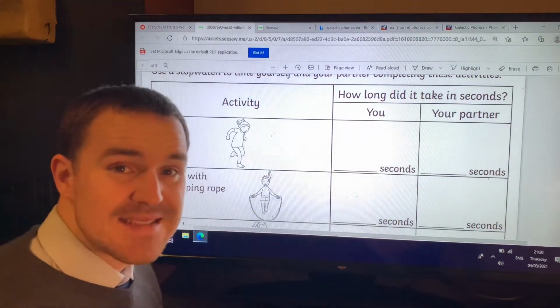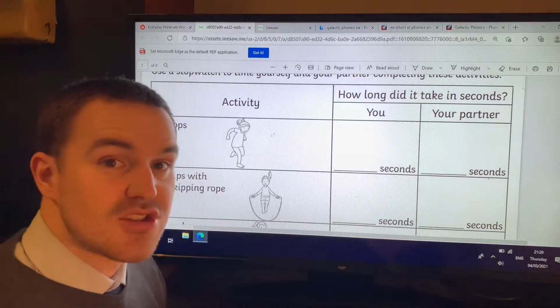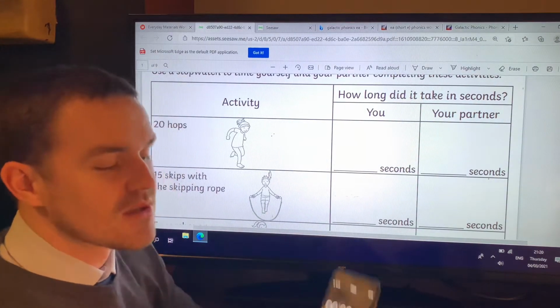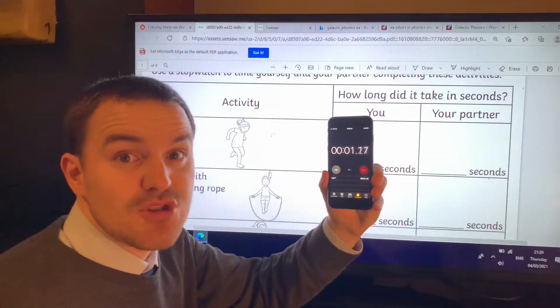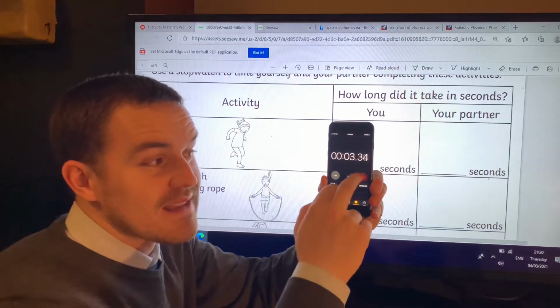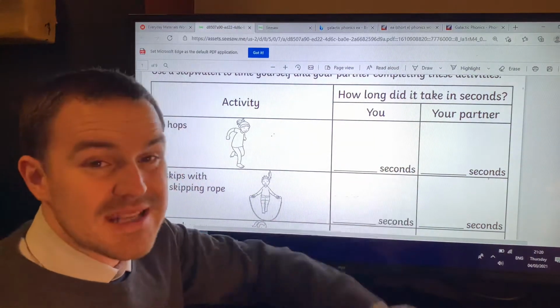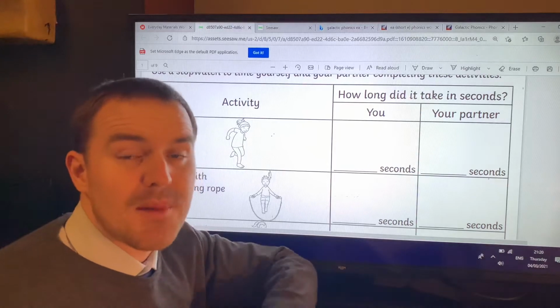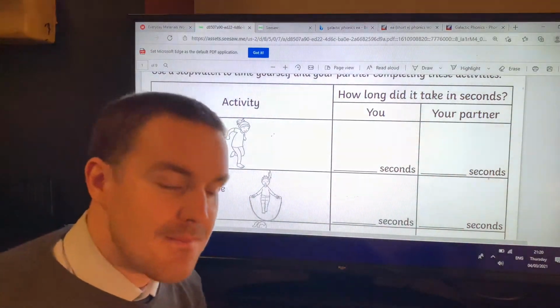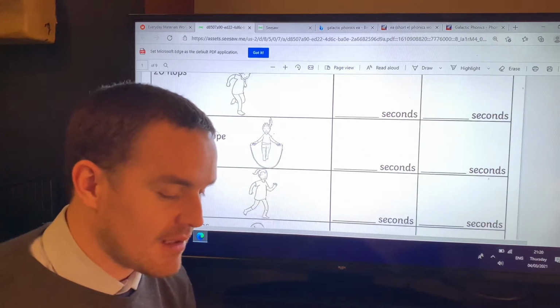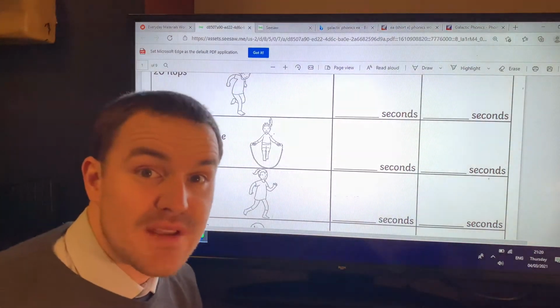First of all, they could time you, saying how long it takes you to do 20 hops by pressing start. Then you would do your hops, and when you get to 20, they would press stop and record how many seconds it took you. And then you can swap and you can time them and see how long it takes them. So a little practical, like a little exercise activity to keep you fit, okay?